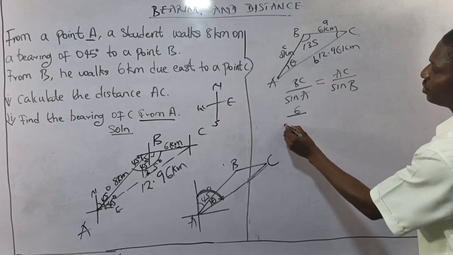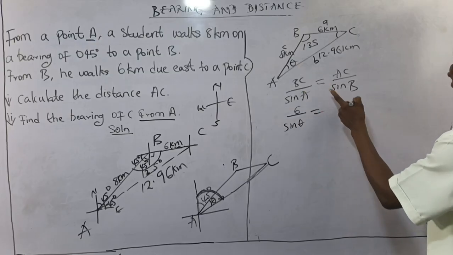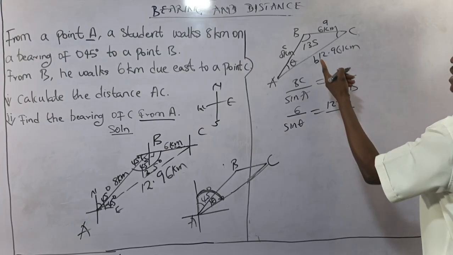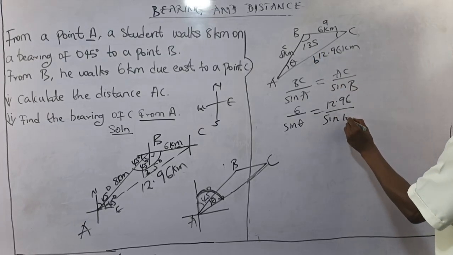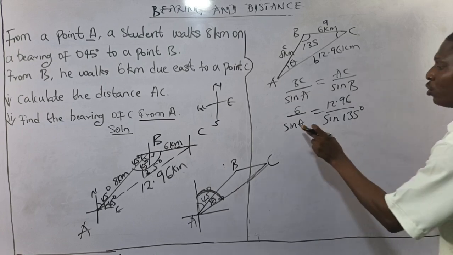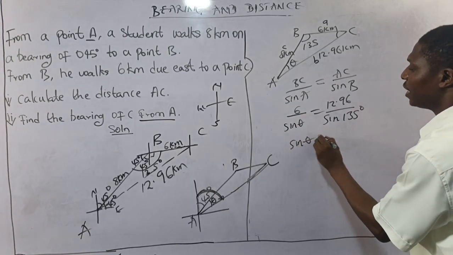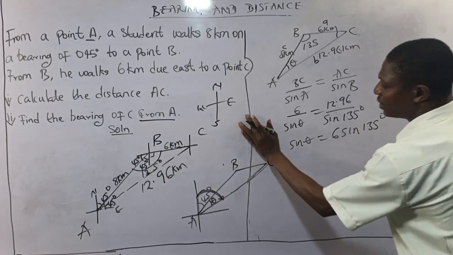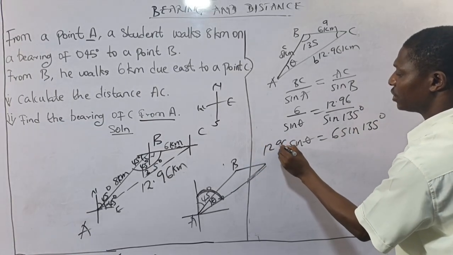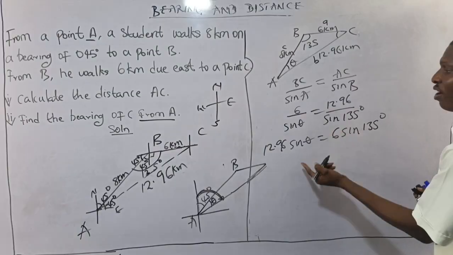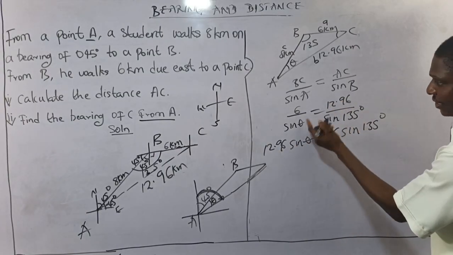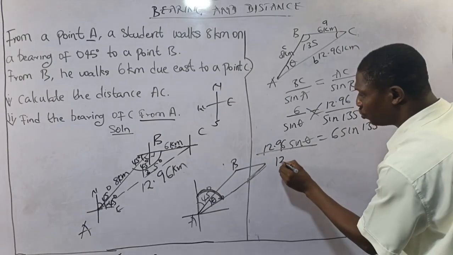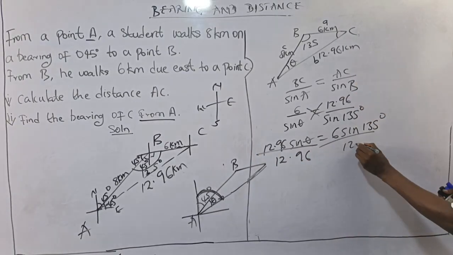sine A, which is theta, so I have sine theta equals AC, which is 12.96 kilometer, all over angle B, which is 135 degree. Now I'm looking for theta. I'll simply have sine theta equals 6 sine 135 degree. I can decide to write 12.96 so that everybody will understand. If I cross multiply, I'll have 12.96 sine theta equals 6 sine 135 degree. Now divide through by 12.96.